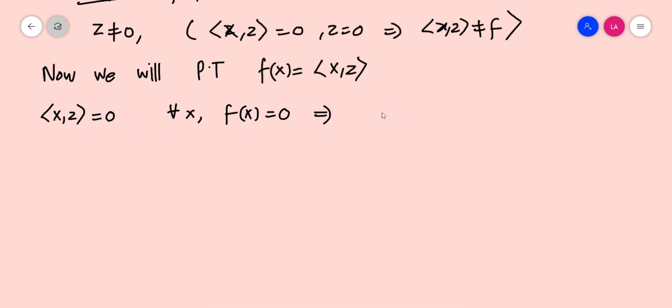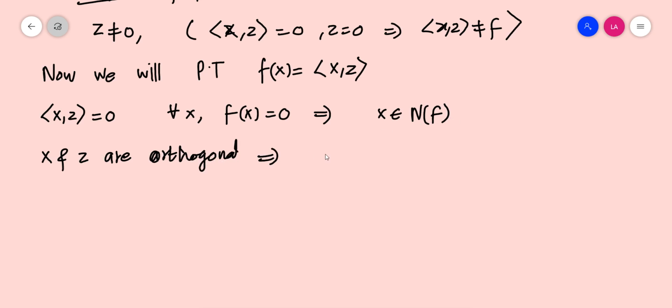So this implies f of x is equal to 0 means x is an element of the null space of f. Okay. So when x is an element of the null space of f, we consider inner product xz is equal to 0, which means that x and z are orthogonal. So since x is an element of N of f, this means z is an element of N of f perpendicular, the perpendicular space.